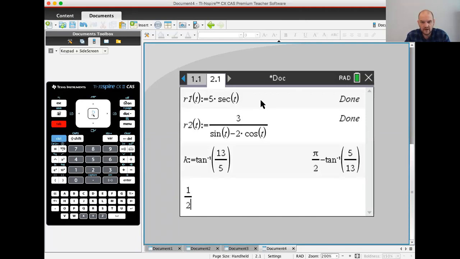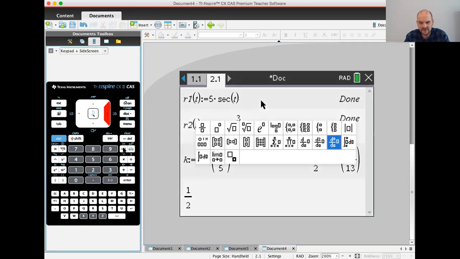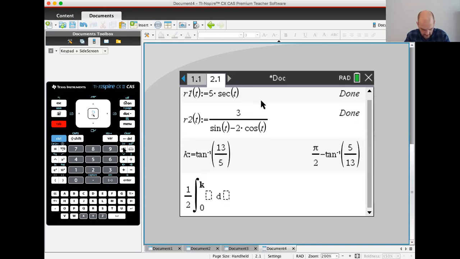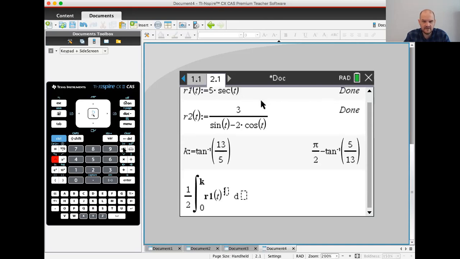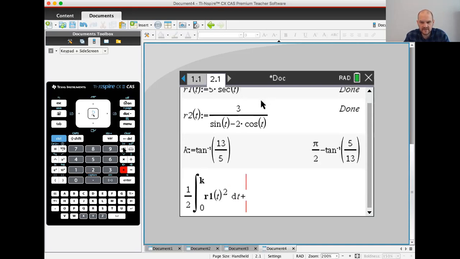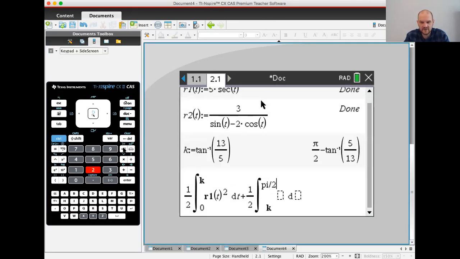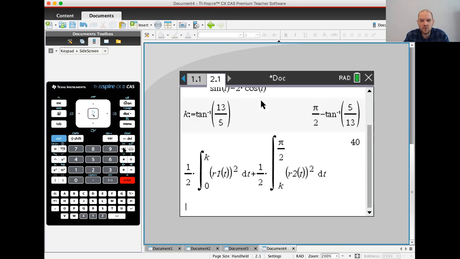All right, let's do it. 1/2 integral. Even though I can type it, it's actually easier to use the template, so I recommend that. We want to go from 0 to k of R1 of t squared dt plus 1/2 integral from k to pi over 2 of R2 of t squared dt. And I'm thinking I should get 40. Woo! 40. Nailed it.